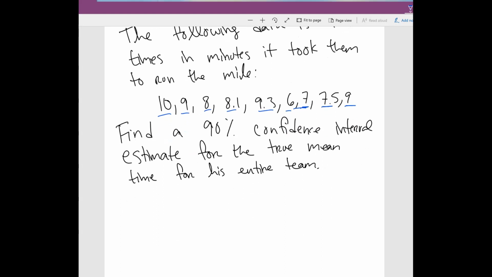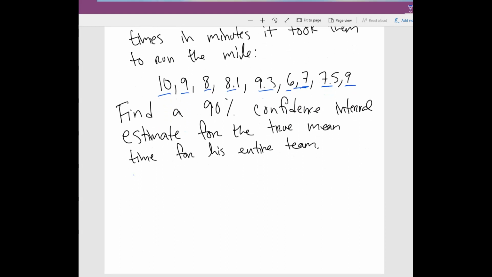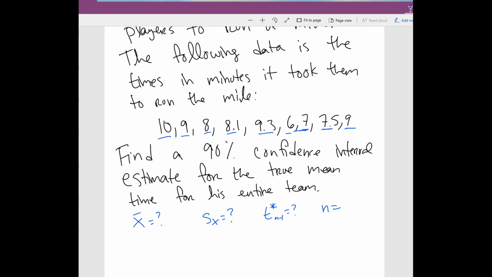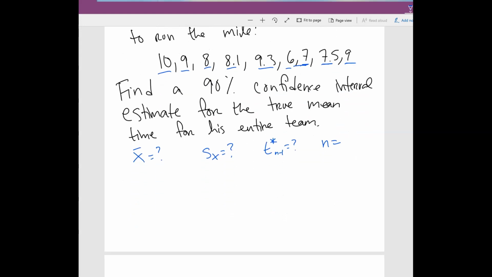Okay. So the thing about this is that we do not know what x bar is. I don't know what s sub x is. I also don't know what t star is. But I do know what n is. n in this case is just equal to 9. I can also figure out what t star n minus 1 is, because I know that the degrees of freedom is going to be 9 minus 1, which in this case is 8.